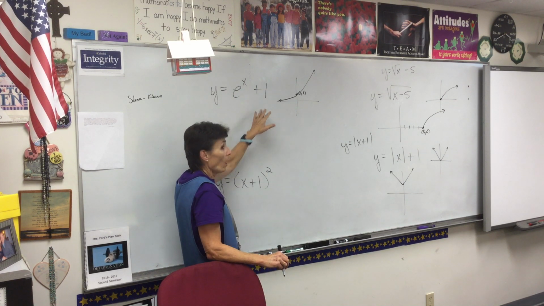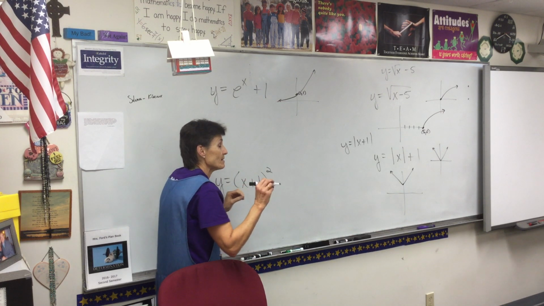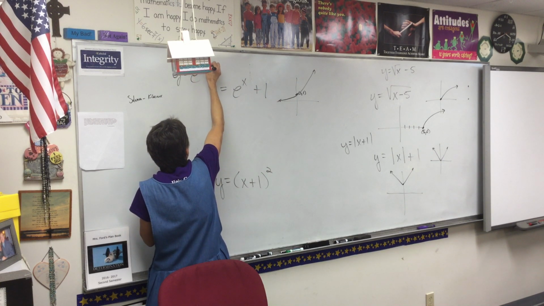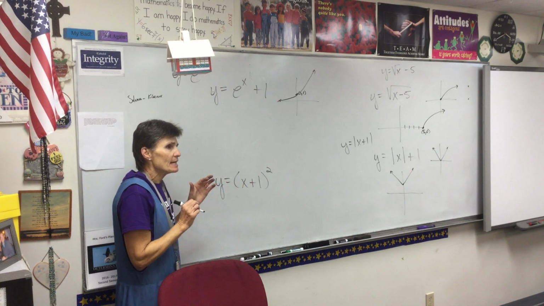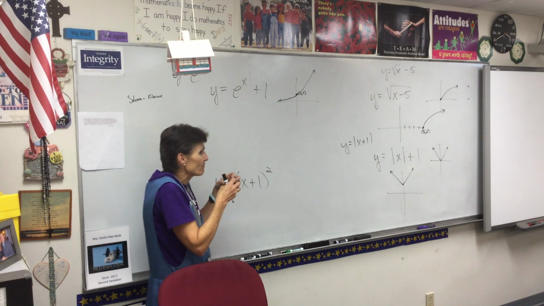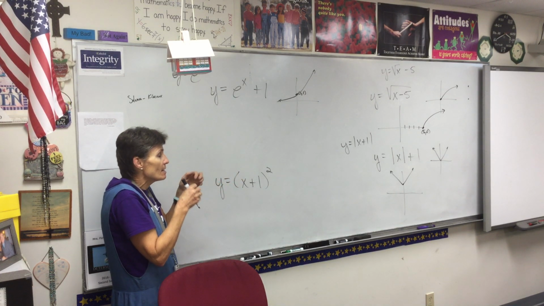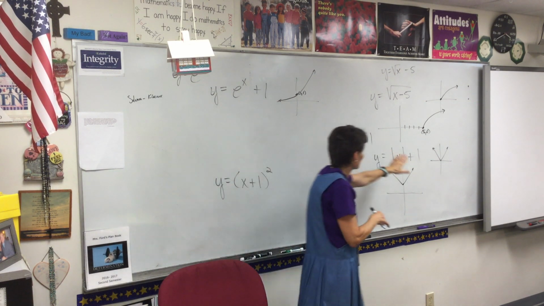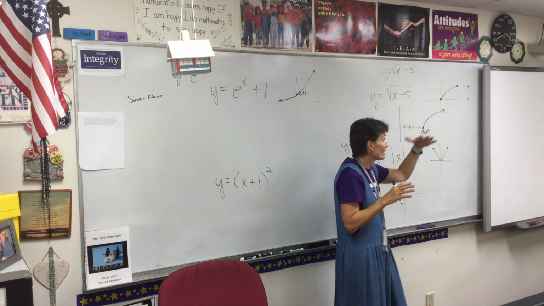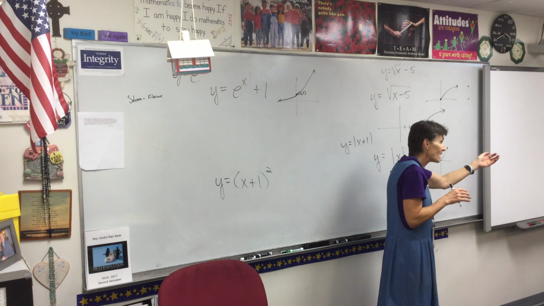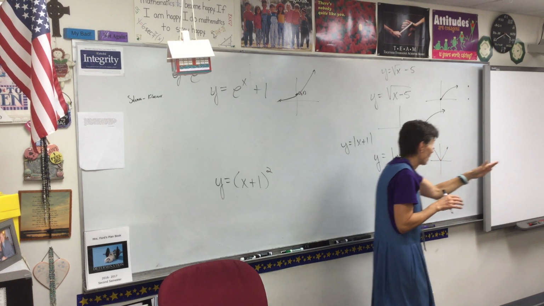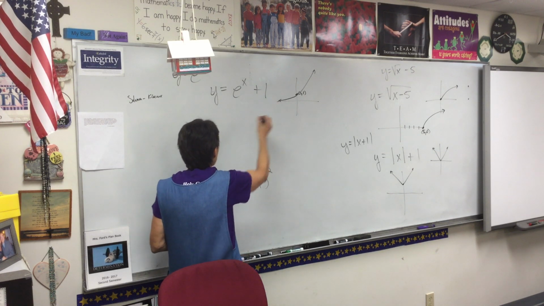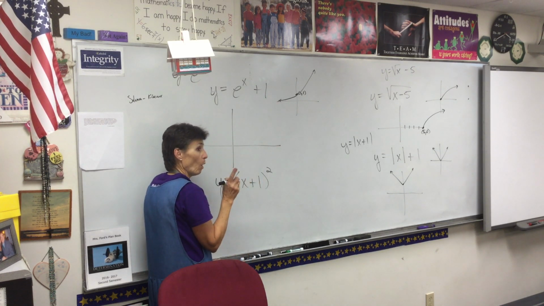Now, look where the 1 is. I want you to see the difference between the 1 there and the 1 there. See how in one case it's actually built into the function, it's part of the exponent, but here it's just tacked on the end. This one is just like this one. So when you have a number just tacked on the end, which way does that go? Up or down? Up. A +1 is going to go up. So you're going to take that picture and move it up 1.